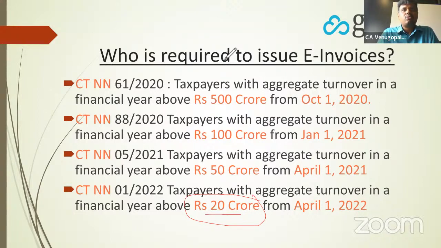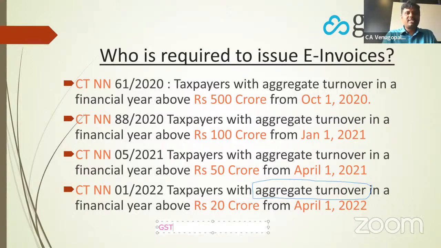Now, who are the people who have to do it? It depends on the aggregate turnover. There is a little myth or confusion about the aggregate turnover. When we say 20 crores, the aggregate turnover for the 20 crores definition, the way we have to look at it is all India turnover. This is not GST based turnover. This is not GSTIN based turnover, but this is PAN based turnover.